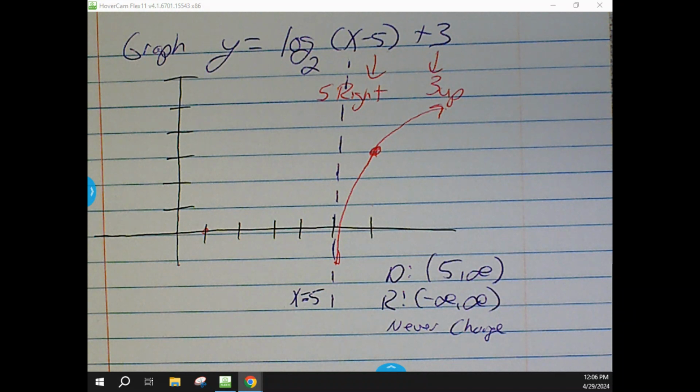Okay, so there's your graphs. And again, that's all you have to do. You don't have to do a whole lot with them. You're not going to have to plot x-intercepts and y-intercepts, all this stuff. It's just take this shape that's here and move it up, down, left, right. That's all you got to do. Just move this thing around.